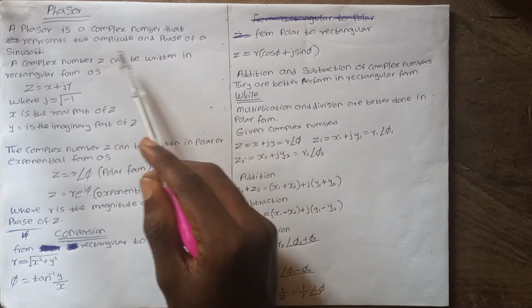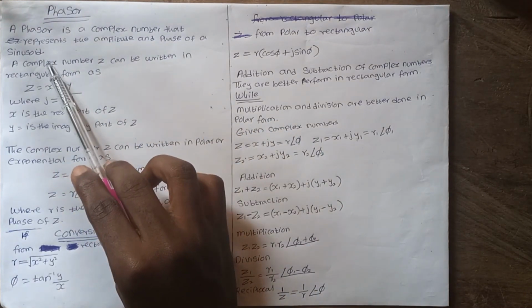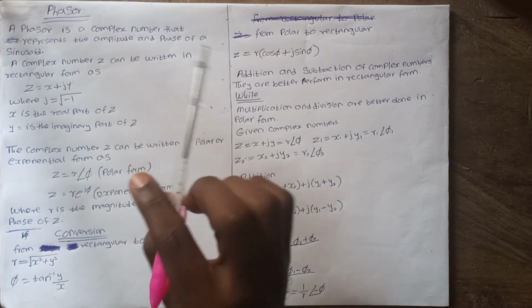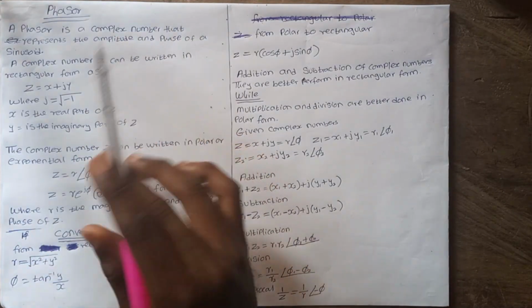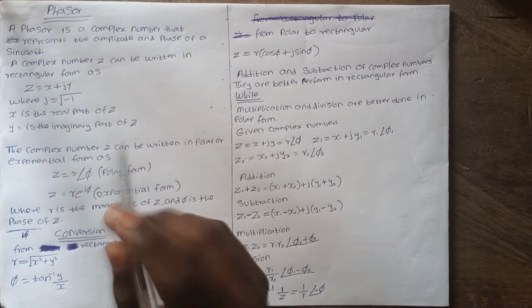If you don't know what amplitude, phase, or sinusoid is, I will put the link of our video that will put the definition there in the description. But a sinusoid is a signal that has the form of a sine or cosine function.